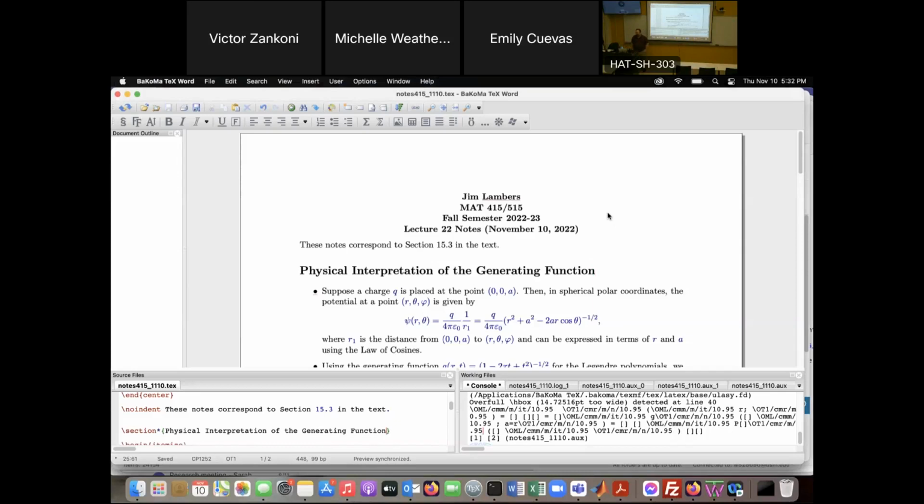So, three sections left to get through. We've seen the generating functions, one for Bessel functions, one for the Legendre polynomials. Here we look at some examples of applications of the generating function for solving problems involving electrostatic potential.